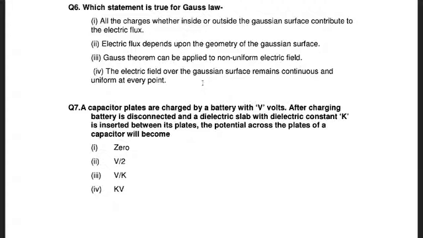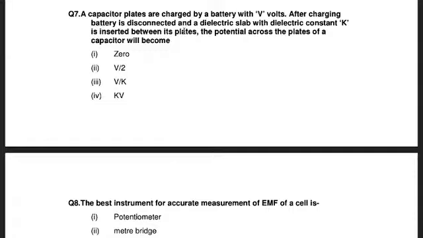Question number 7. A capacitor's plates are charged by a battery with V volts. After charging, the battery is disconnected and a dielectric slab with dielectric constant K is inserted between its plates. The potential across the plates of the capacitor will become: option 1, 0; option 2, V by 2; option 3, V by K; option 4, KV. The answer is option 3, V by K.